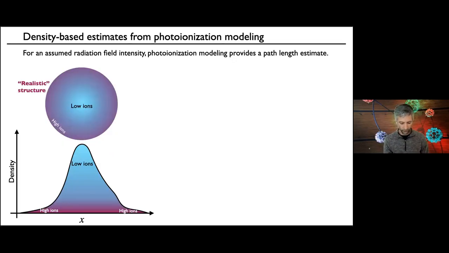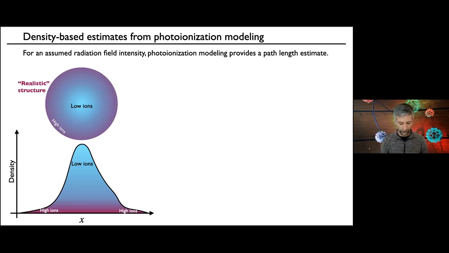So, last 2 things here. Let me talk a little bit about density-based estimates for size scales that come from photoionization modeling. These all are going to depend on the assumed radiation field intensity in particular. But if you understand that, you can make some path length estimate for the length of your sight line through a bit of low ionization gas.